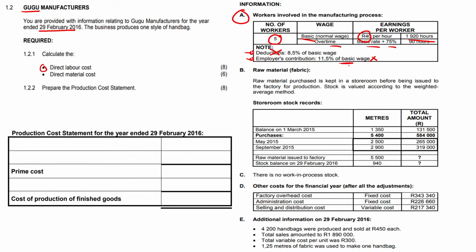So this is what our question is going to look like. 1,920 represents all the hours worked, times the 5 workers, times 40 rands an hour. So this represents the number of hours, that's the number of workers, and this is going to be their rate per hour. Now we need to factor in overtime, and it's going to be another 90 hours times our 5 workers times the basic rate plus 75%.